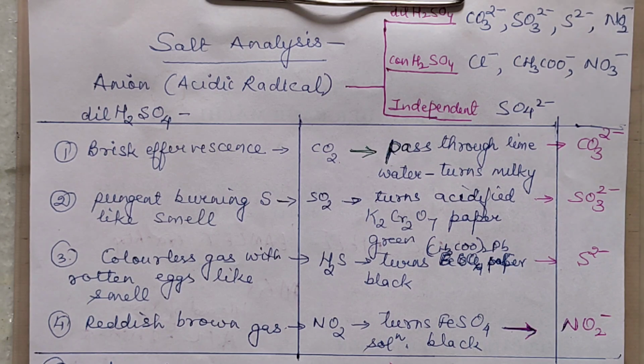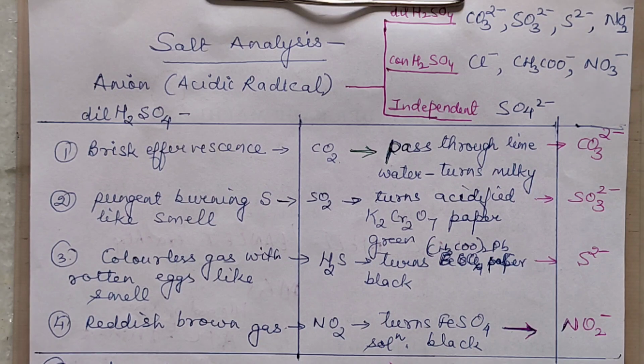Meaning, if some unknown salt is given, how do you identify the anion and cation present in the salt? This will be very helpful to you to answer viva questions also. You will be able to analyze what the anion and cation are and also write the complete procedure without any issue.